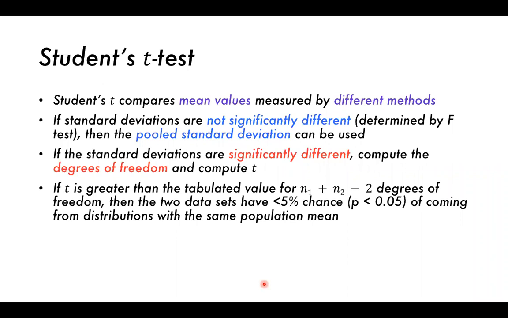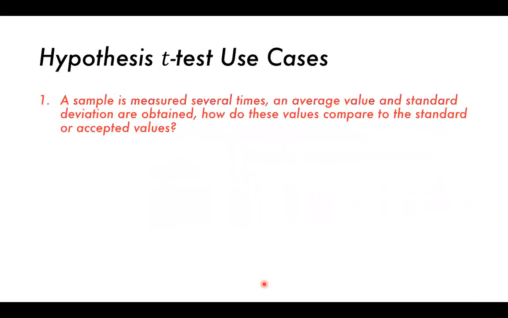So that's kind of a summary of the t-test that we just talked about. So let's get into some use cases for the t-test. So a sample is measured several times. An average value and standard deviation are obtained. How do these values compare to the standard or accepted values?